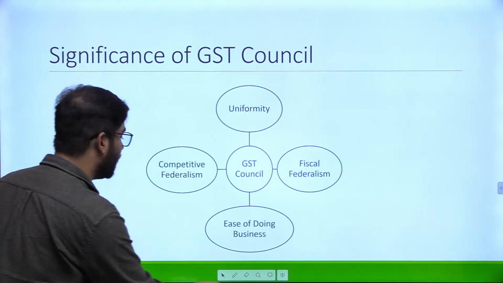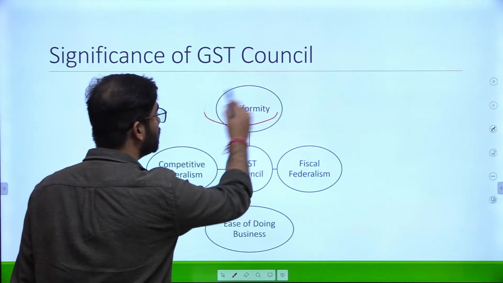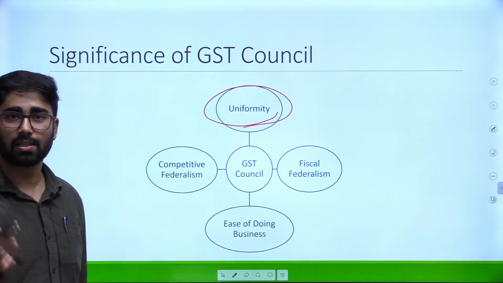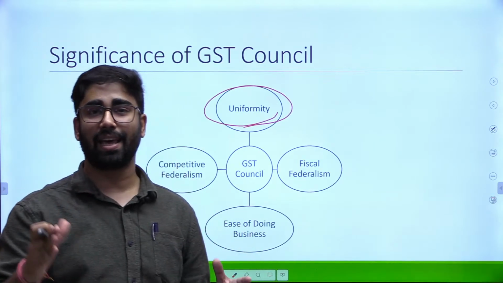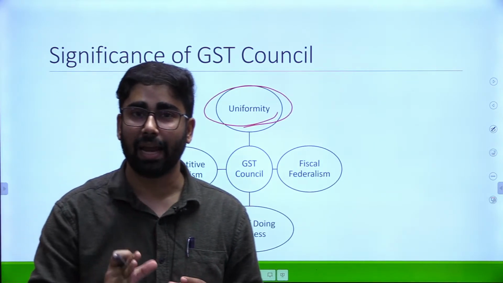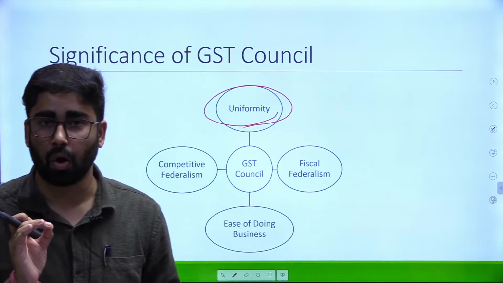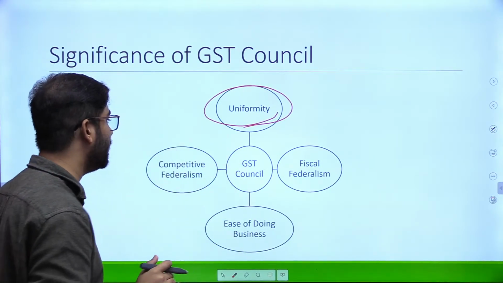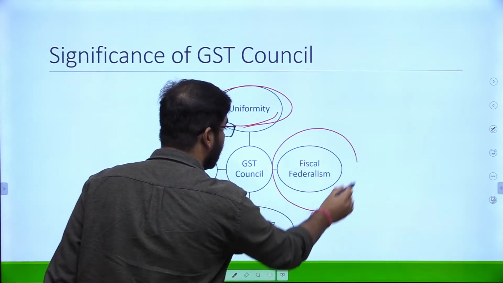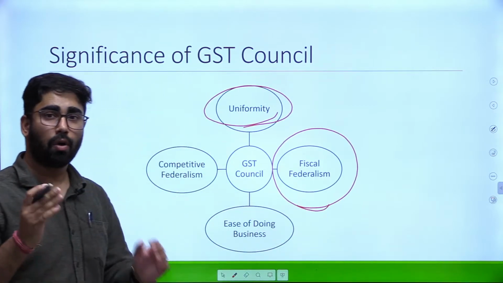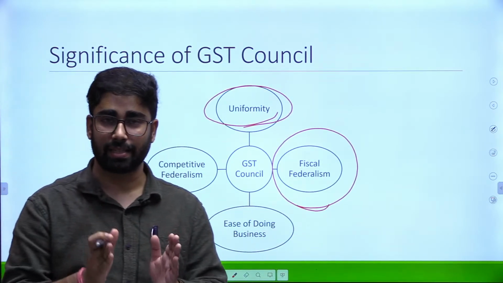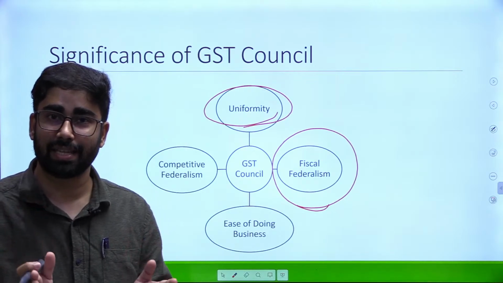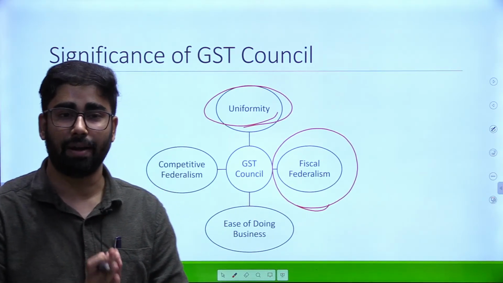Now, what is the significance of GST Council? First, it brings uniformity. One nation, one tax. The center and states are coming together to promulgate uniform regulations for one nation, one tax. So uniformity आती है. Fiscal federalism, it acts as a platform for coming together of center and state. Just like interstate council, GST Council is an epitome of fiscal federalism.